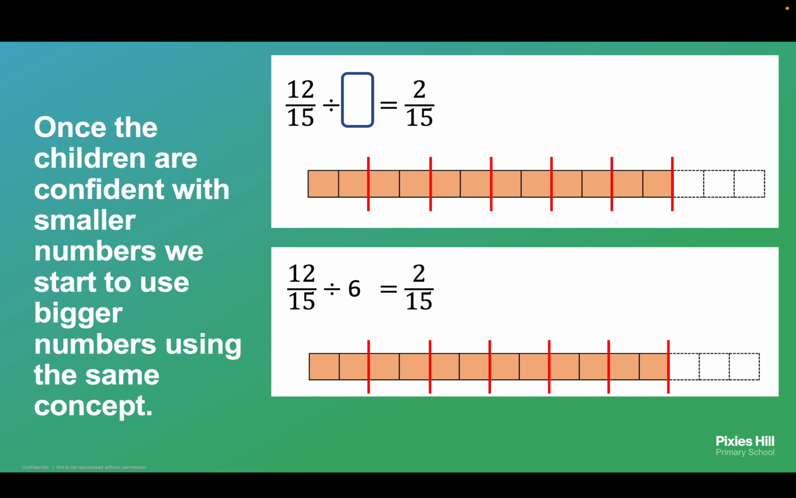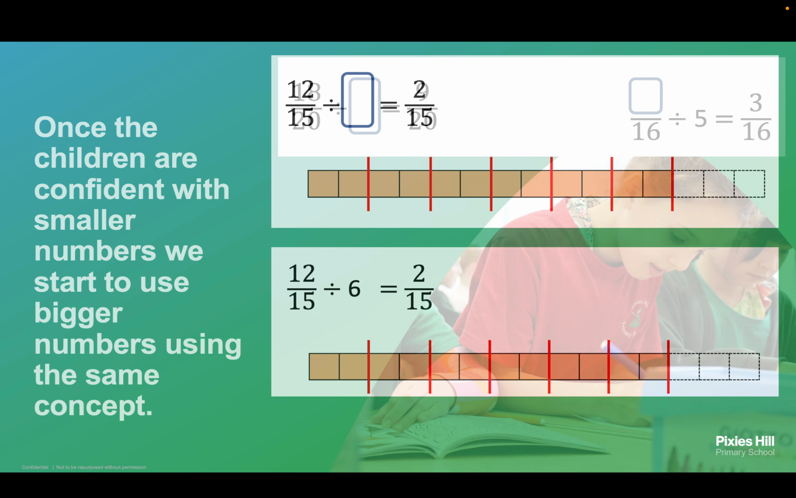The key is consistency. Keep reinforcing the idea of sharing in equal parts. For example, here we have 12/15 divided by 6, which would give us 2/15 each. This step builds fluency and confidence.